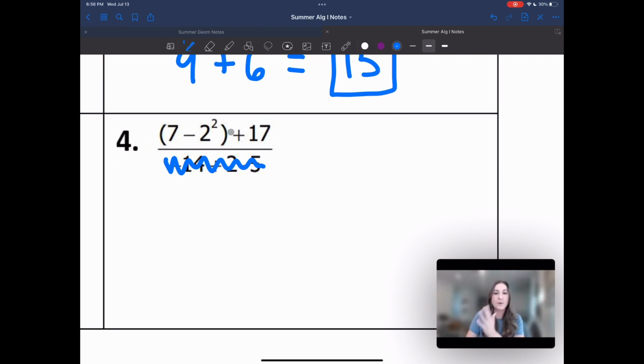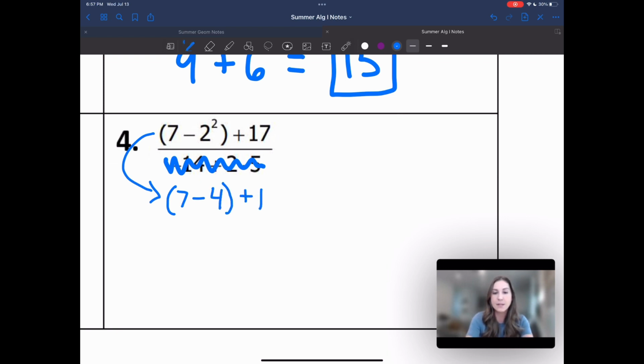So we do have parentheses and we have exponents. So let's look inside the parentheses first. And within the parentheses, I would do the exponents first. Okay, so I'll make this a little bit smaller. Let's come down here. So inside the parentheses, I'm going to leave the 7. I'm going to put minus, and then 2 squared is going to give me 4.